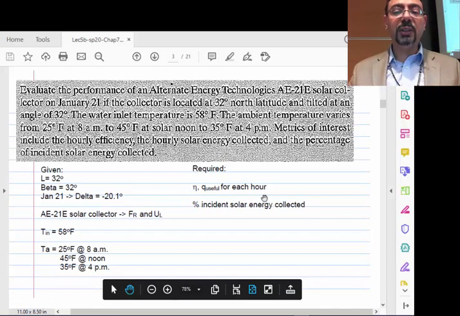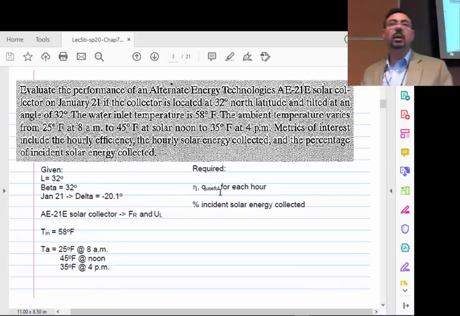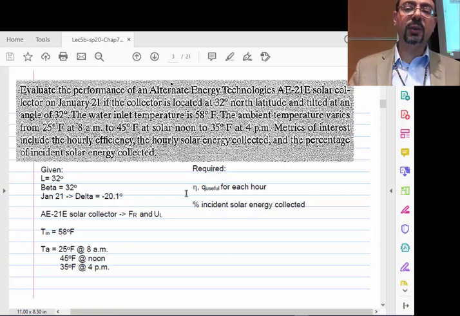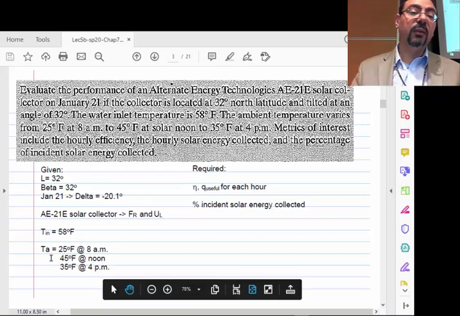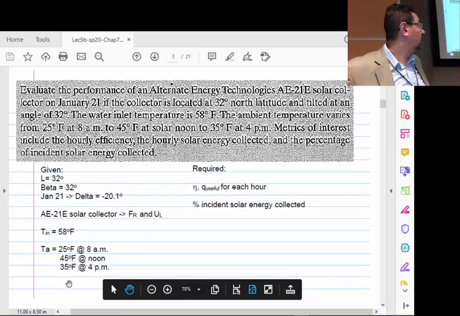Okay, so a typical problem. Calculate the efficiency and the Q useful. Of course, if you know the efficiency multiplied by the input radiation, you get your Q useful. So he's asking for the same thing. And he wants you to do it for each hour in this place, Tulsa, I guess, 32? No, we are 36, right? So 32, and beta, that is the tilt angle, 32, and January 21st, so you can get the delta. And he gives you T input, 58 degrees, and he gives you the T ambient. That is how the temperature will change during the day.